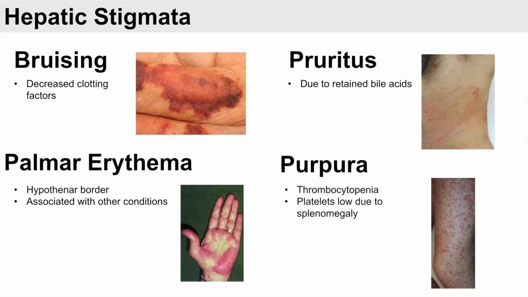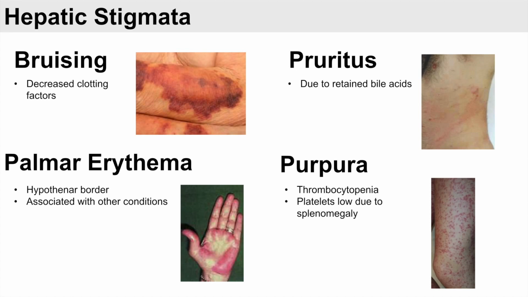Another one is purpura. Now, purpura itself is simply red little spots. You might hear of petechia, you might hear of purpura or ecchymosis. They're all just similar red spots, but in different sizes. Now, purpura or petechia is related to thrombocytopenia, and thrombocytopenia is just lower than normal levels of platelets in the blood.